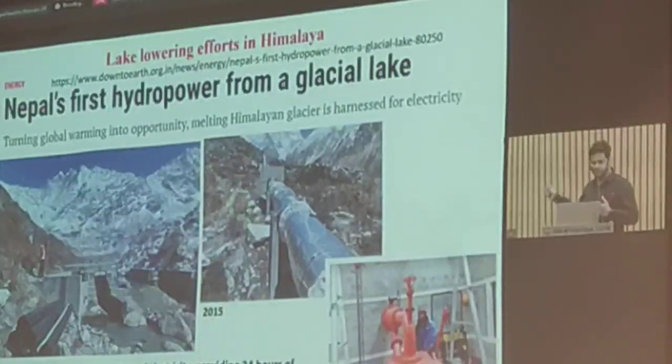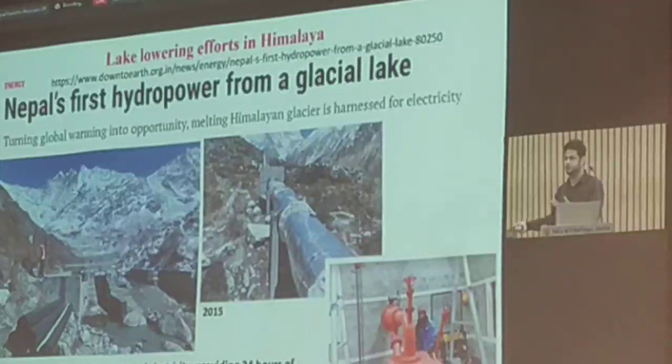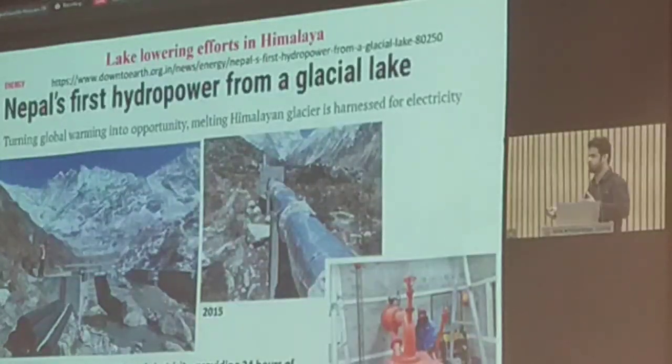Now this is the first hydropower which was generated from a glacial lake. What they tried to do, they lowered the lake but generated electricity out of it to support the villagers, which are maybe 120 households. They're getting the electricity from this particular lake.